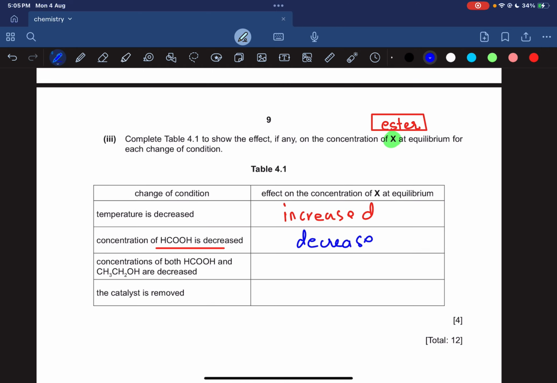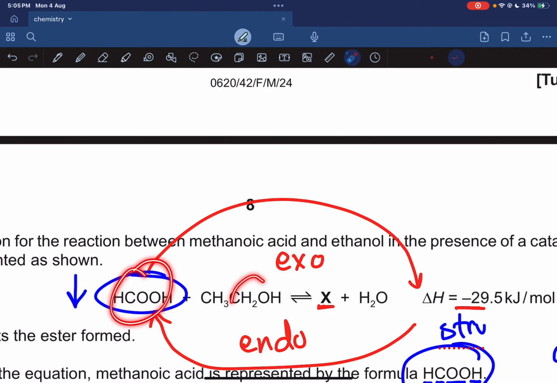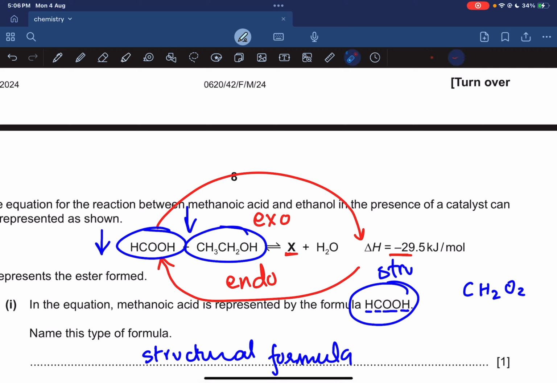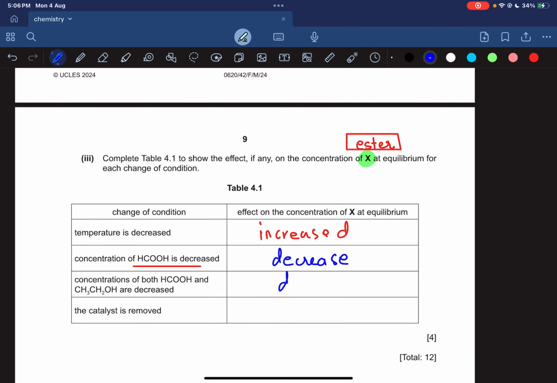Okay, next, concentrations of both HCOH and CH3CH2 are decreased. When I decrease this as well as this, now both of them go low. When I try to decrease it, equilibrium will try to increase it, and it's going to move backwards. Why is it going to move backwards? Because it will form more of this thing, and when it moves backwards, X is again going to decrease. Okay, I hope you are understanding this.